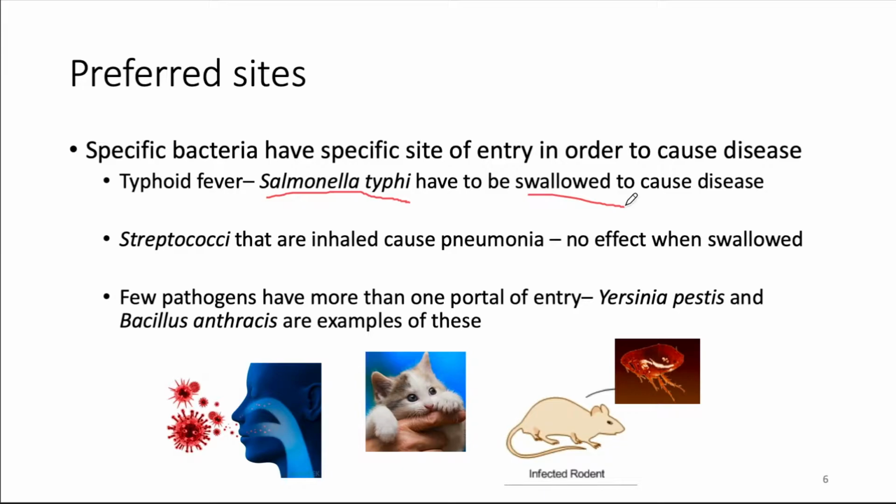There are certain pathogens, however, that may have more than one portal of entry. If you take Bacillus anthracis, for instance, it could be transmitted through the skin, by inhalation through the respiratory system, or by ingestion, and so there are those exceptions.